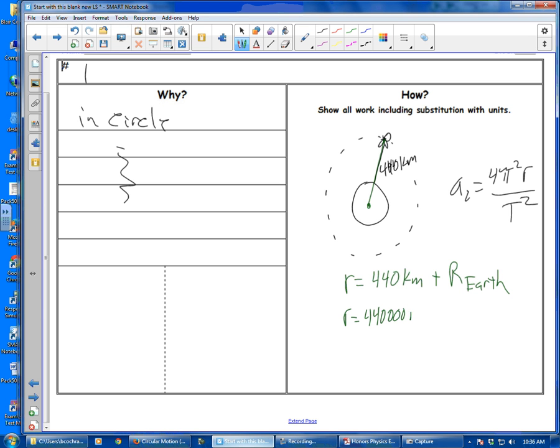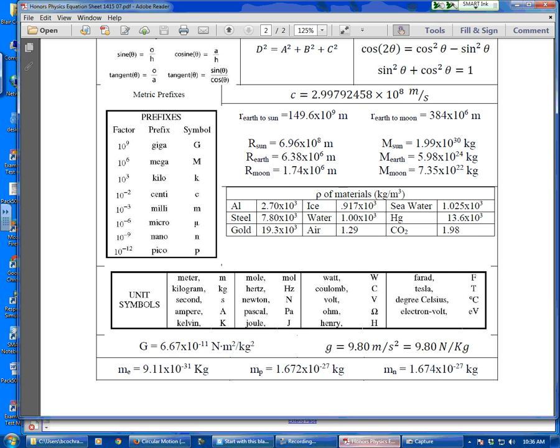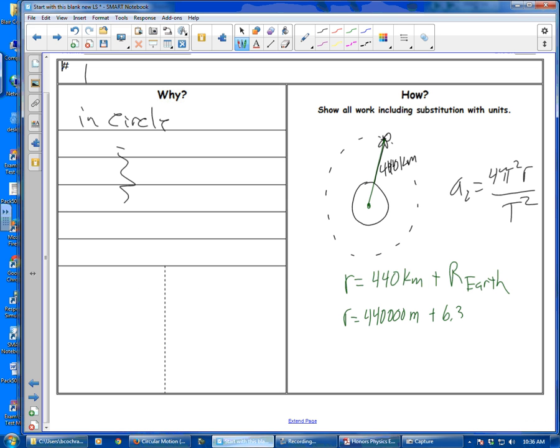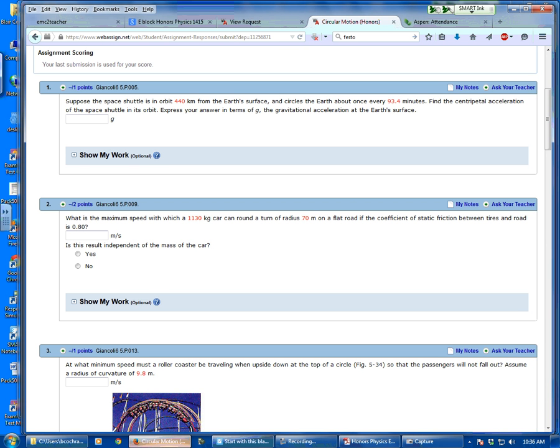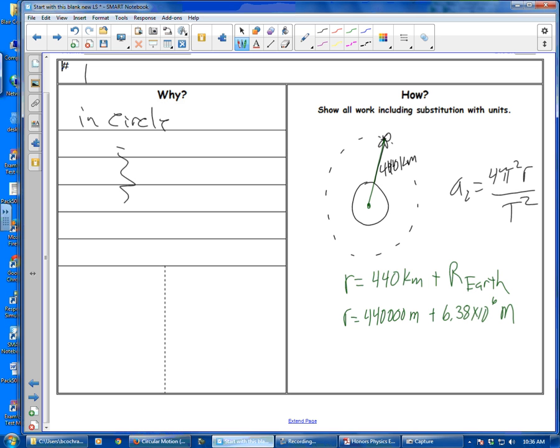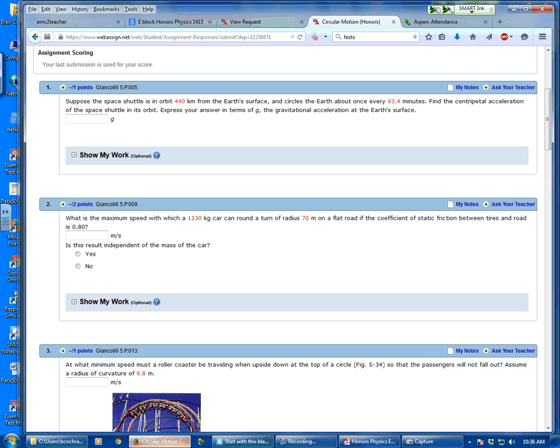440,000 meters plus 6.38 times 10 to the 6 meters. So that's my radius. My period, the time for one rotation, is told to me: 93.4 minutes, but I would want that in seconds. So I would convert my period that I'm given to seconds, and then be able to put that in.